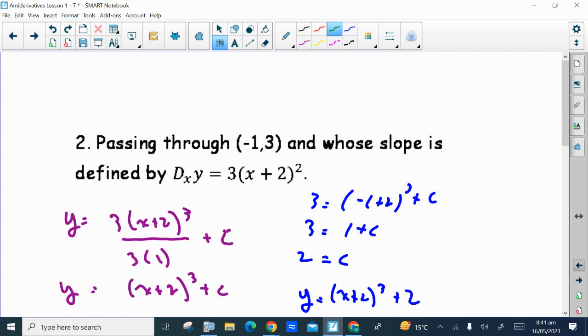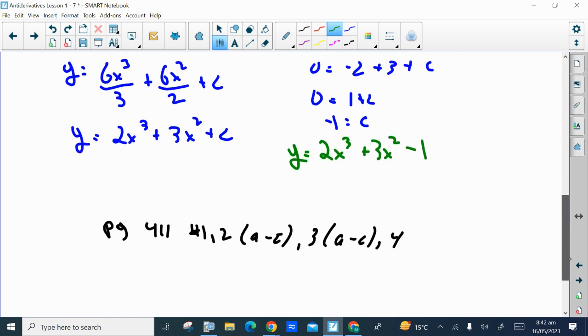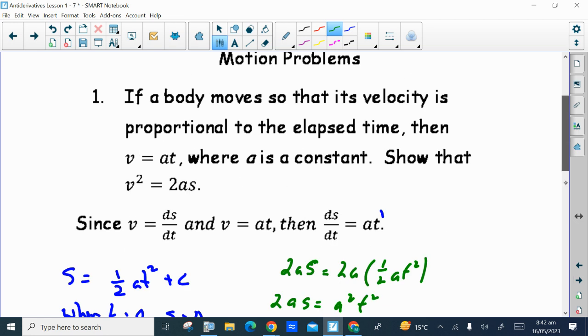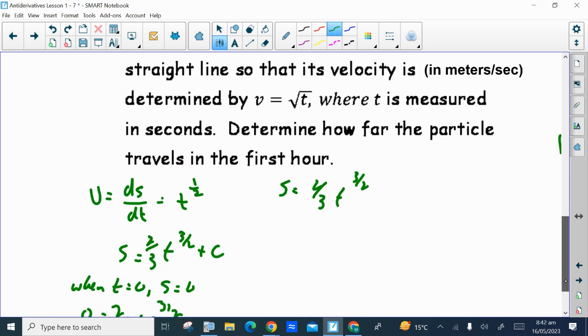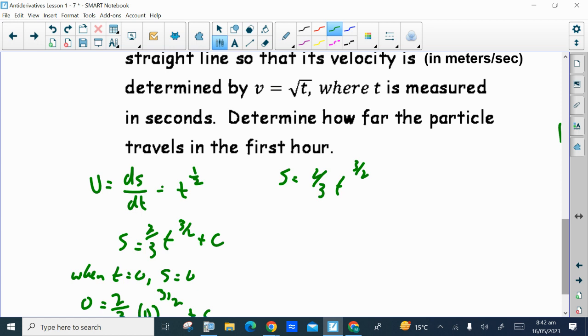So in this case here, we are told that the formula in velocity is meters per second. So if we want to find out how far it traveled in the first hour, then t would have to be the number of seconds in an hour, because t is time in seconds. We want to know how far the particle traveled in the first hour. So the time will be the number of seconds in an hour. 60 seconds in a minute times 60 minutes in an hour.